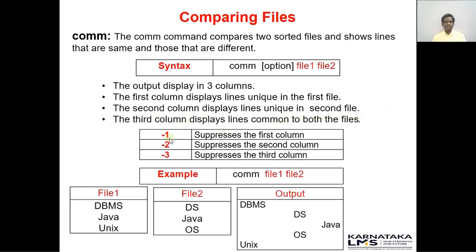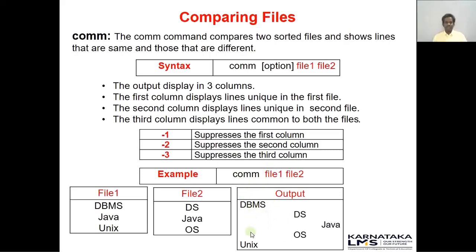The comm command has some special symbols. -1 suppresses the first column, -2 suppresses the second column, -3 suppresses the third column. That is, when you would like to display the output of only the first column or only the second column, use these options. Consider file 1 that has the data dbms, Java and UNIX, and file 2 has the data ds, Java, OS. When you use the command comm file1 and file2, it displays the three column output.